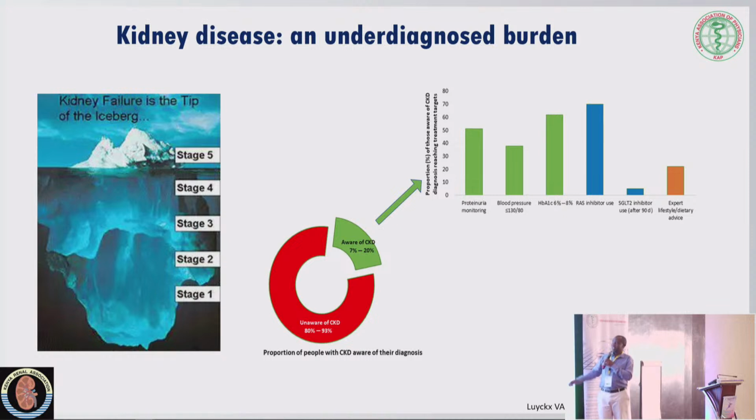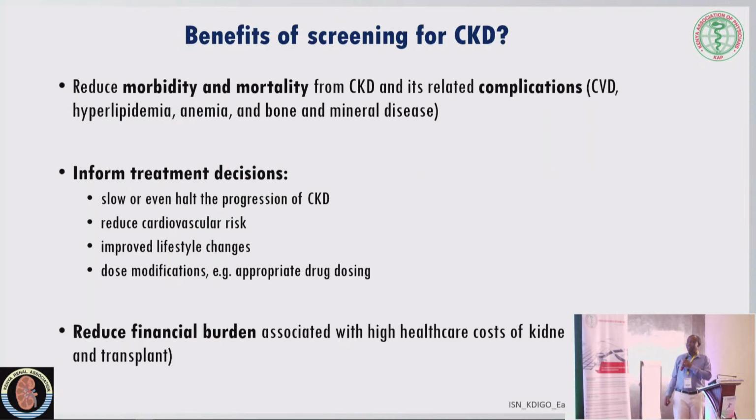Then there is RAS blocker use. Blood pressure control is poor, and this is where Dr. Koech, Peter is angry about the rest of our medics, that expert nephrology advice is only 20-30%, quite low. Therefore, you have to be aware of the fact that we have interventions that you can do for this.